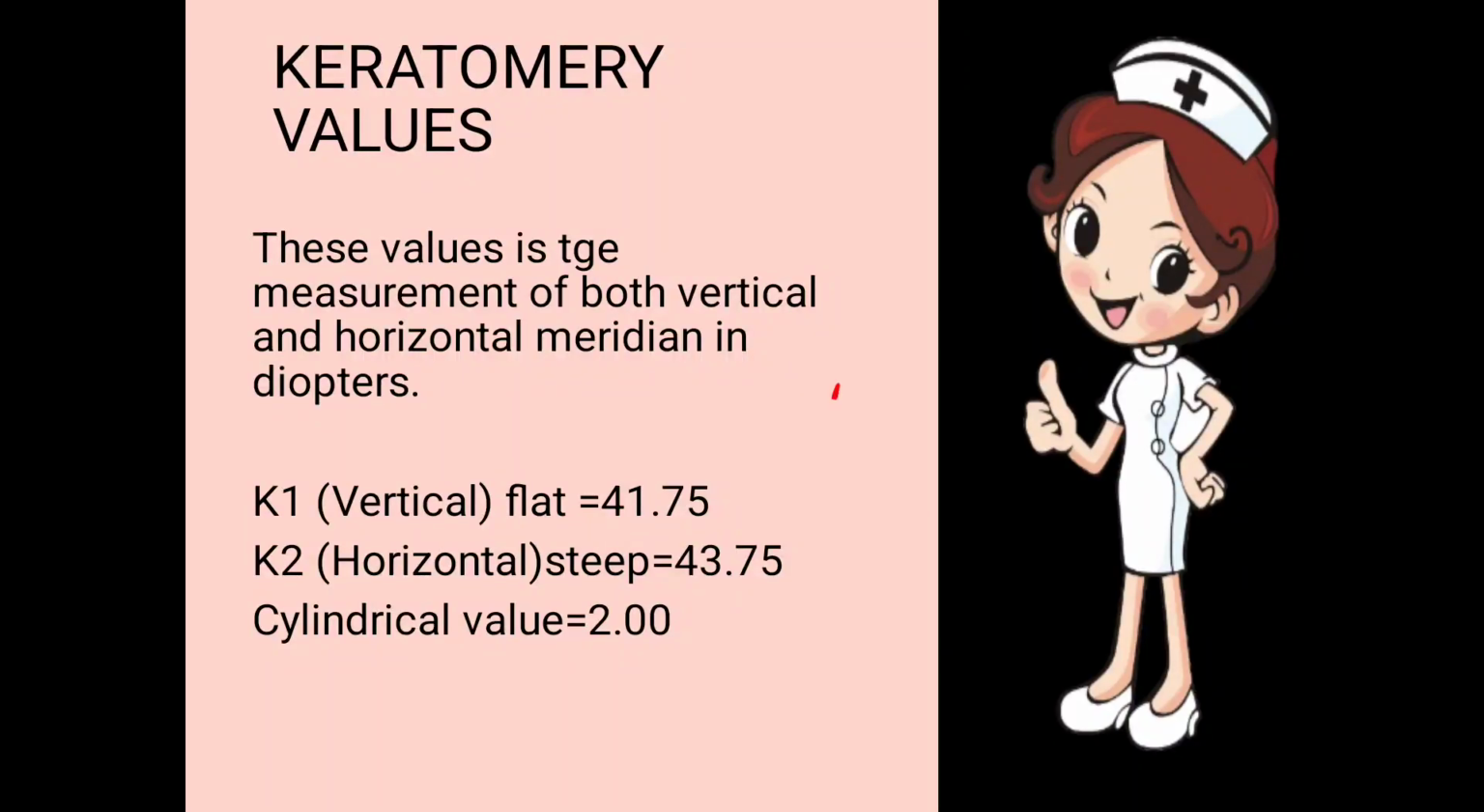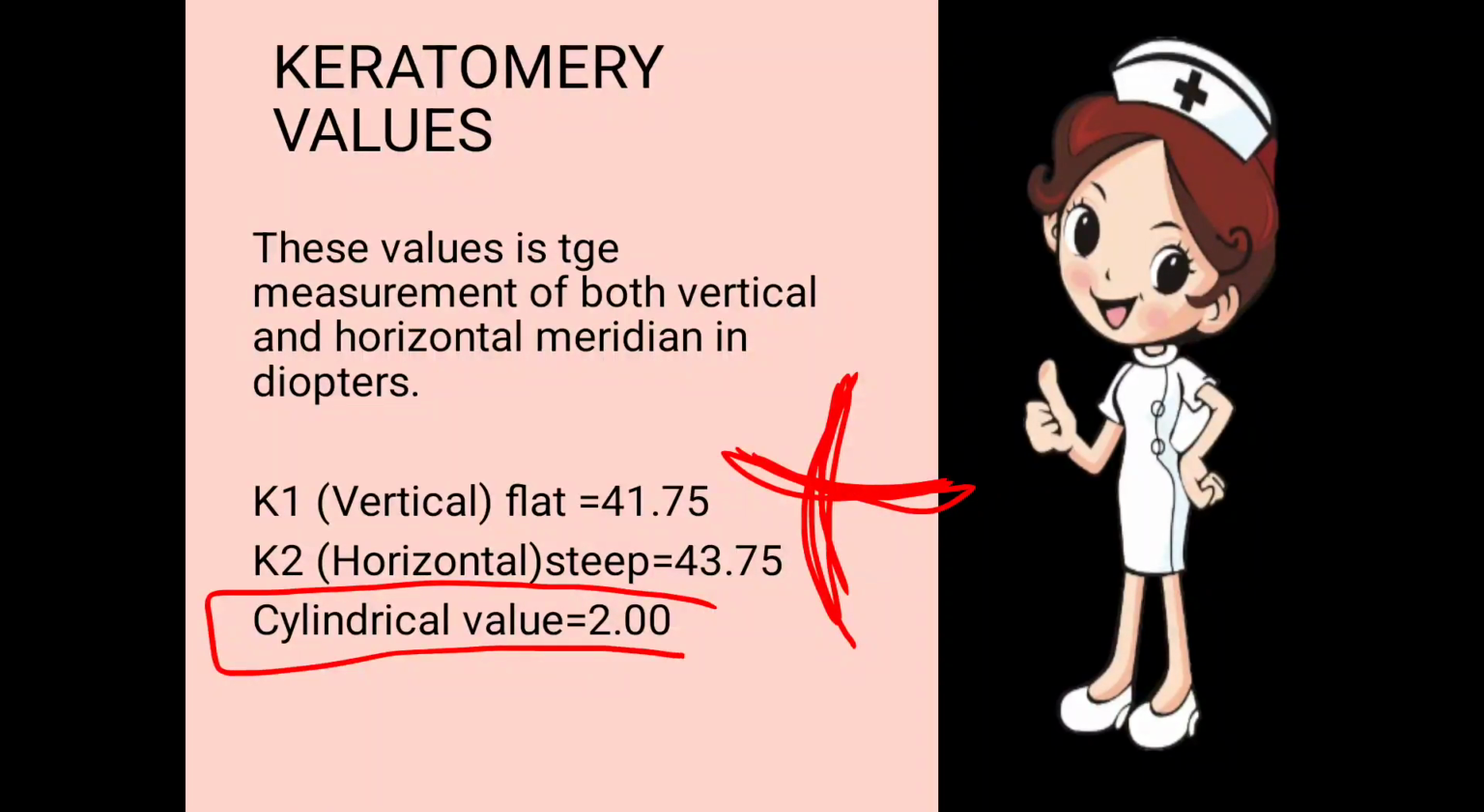K1 is the vertical meridian it will give, in the range of 41.75 to 43.75. Basically it is 41 and 42 in the normal case. And we will also get an idea about the cylindrical value which we are supposed to provide to the patient, or after doing the cataract surgery what cylindrical value will be given. It gives the basic idea of that if the cornea is clear.